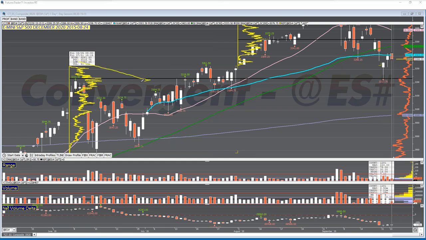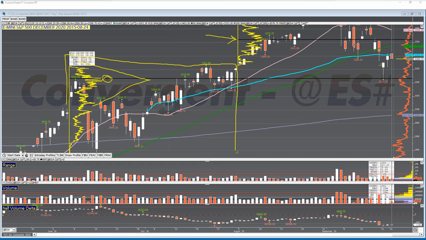We've tested this high volume node right here, this black line, and it's made up of all the volume accumulated from June till August because we were in balance in that phase. Then we gapped up, we broke that balance, and we ran up to new all-time highs and formed a new high volume node right up here, okay?